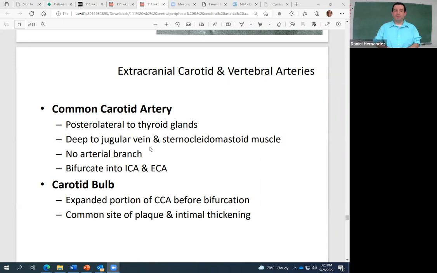Just prior to this bifurcation, there's an area of dilatation that's referred to as the carotid bulb. So this is just before that bifurcation, that split. And the reason this carotid bulb is important for us when we're talking about imaging, when we get into carotid duplex exams, is because this is going to be one of the most common sites for the development of plaque formation. So this is where a lot of those intracarotid plaques and stenoses are going to start developing and wind up with a thickening of those walls and narrowing of the vessel itself.